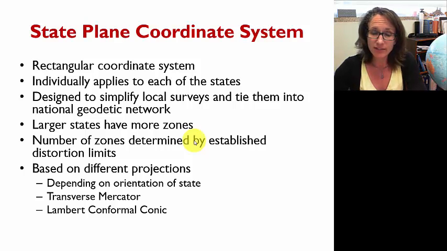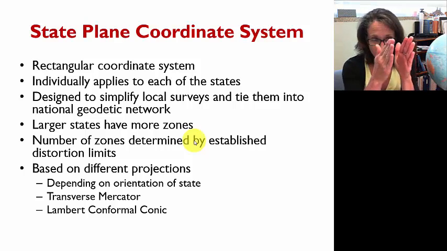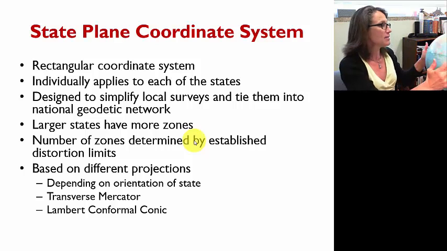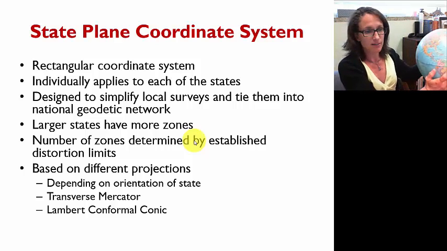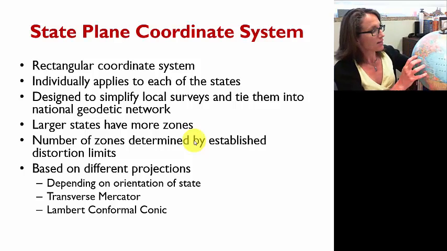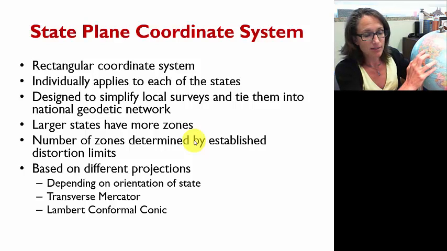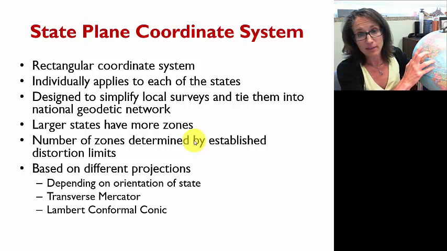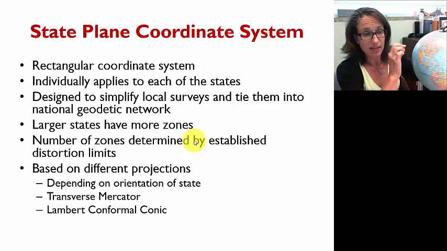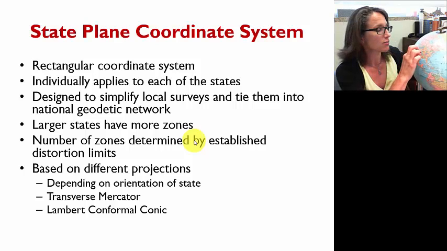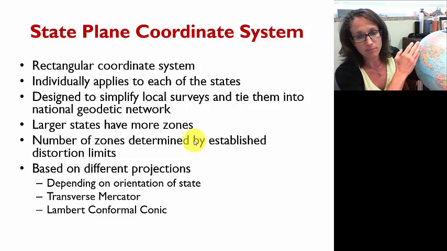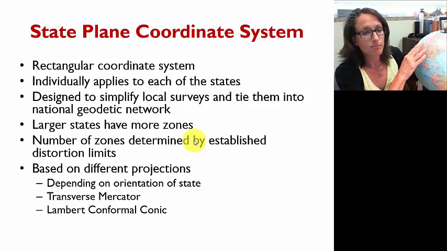And the idea here is instead of projecting strips globally, what they did is they went to the United States and said, okay, let's look at each state and think about how we want to best project each state so that we reduce the amount of distortion in the map that we make of each state. So they chopped each state up into skinny zones, and those zones either run east-west or north-south depending on the shape of the state. And the number of zones depends on some distortion limits that are set.